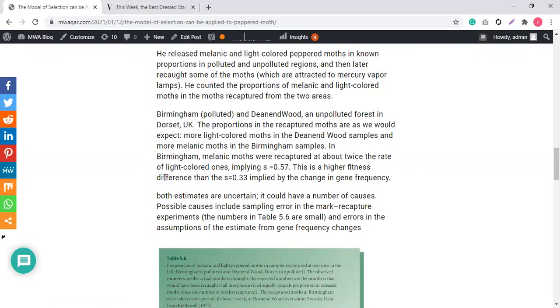Birmingham samples. In Birmingham, melanic moths were recaptured at about twice the rate of light-colored ones, implying S, that is selection coefficient, equals 0.57. This is a higher fitness difference than S equals 0.33 implied by the change in the gene frequency.